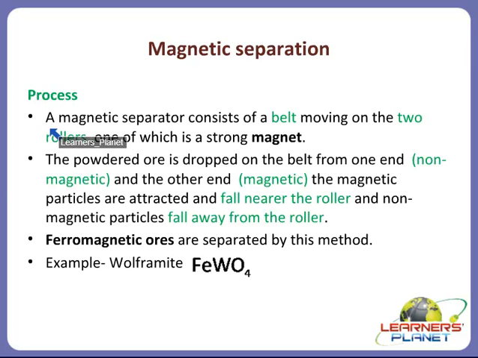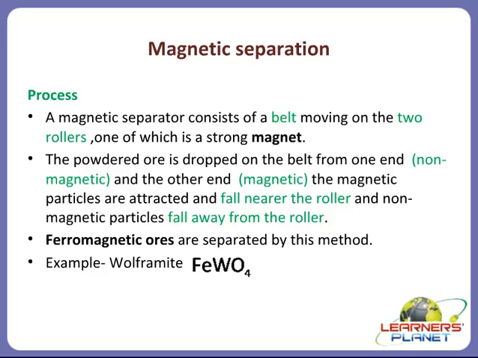The equipment used here is a magnetic separator. It consists of a belt moving on two rollers, one of which is a strong magnet. Now what is done is, the powdered ore is dropped on the belt from one end. Which end? From the non-magnetic end, and the other end is the magnetic.